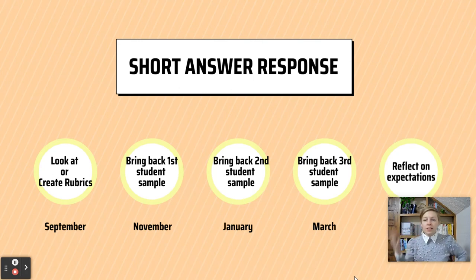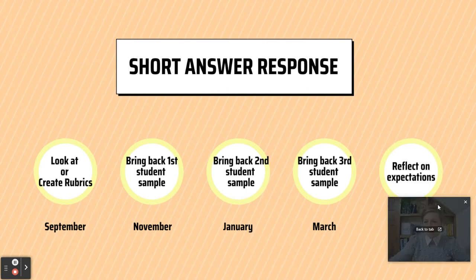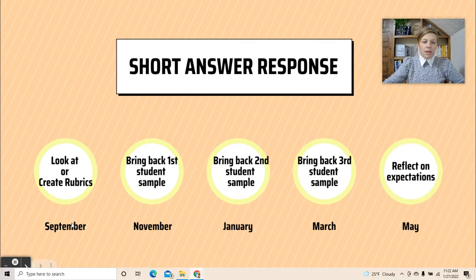So what might that look like? Let's stay with the social studies example, and let's pretend that we are trying to implement close reading lessons, or we're just trying to see if we can help our kids improve their short answer responses. Well, maybe in September, we start by looking at or creating rubrics, whether it's a rubric on the SAT or some kind of standardized measure, or a rubric we already have, or we create one.